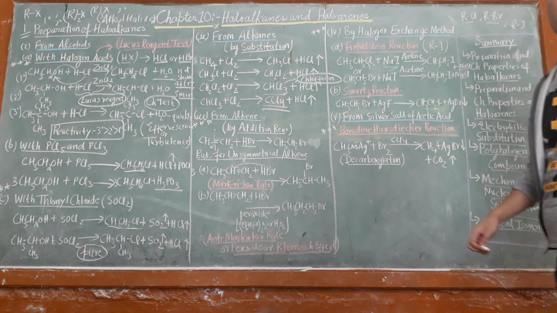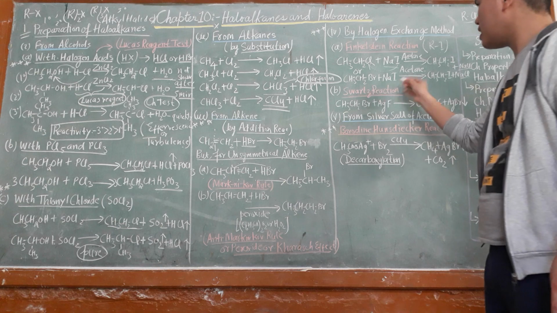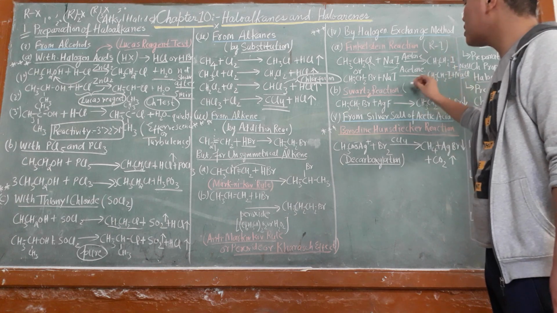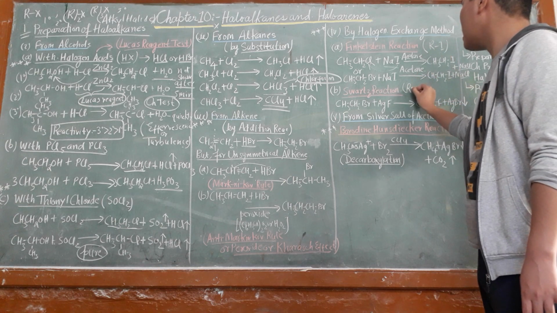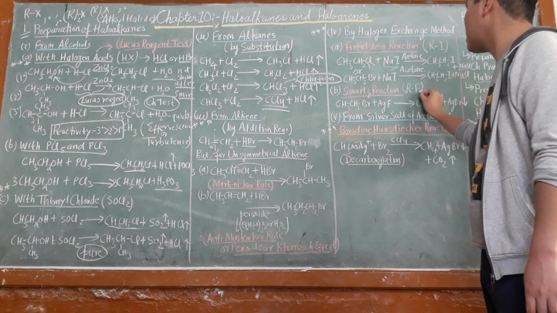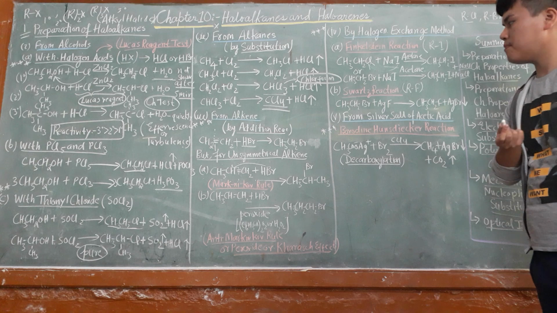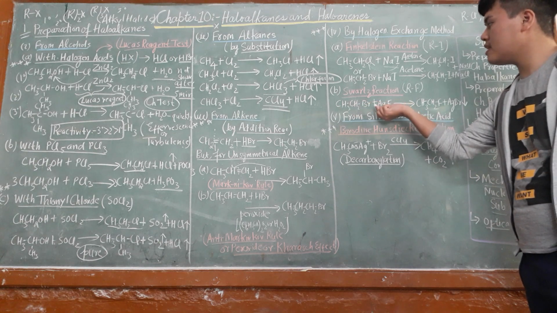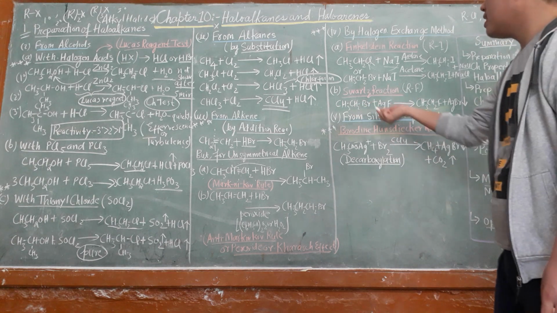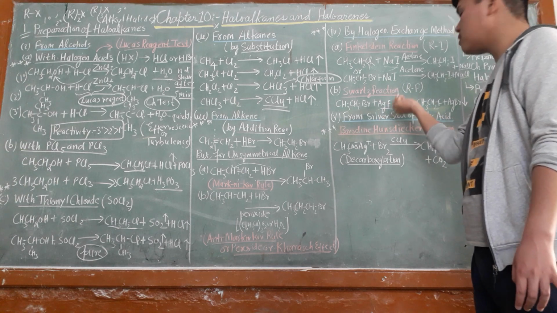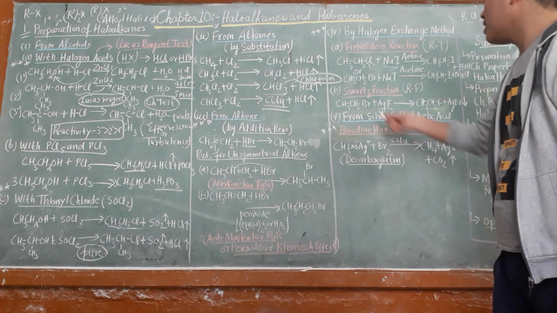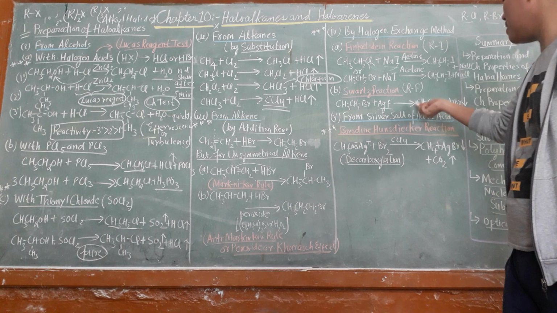Now, the Swarts reaction is different from the iodide one. The Swarts reaction gives alkyl fluoride. CH3CH2Cl or Br reacts with silver fluoride, and you will get CH3CH2F plus AgBr.